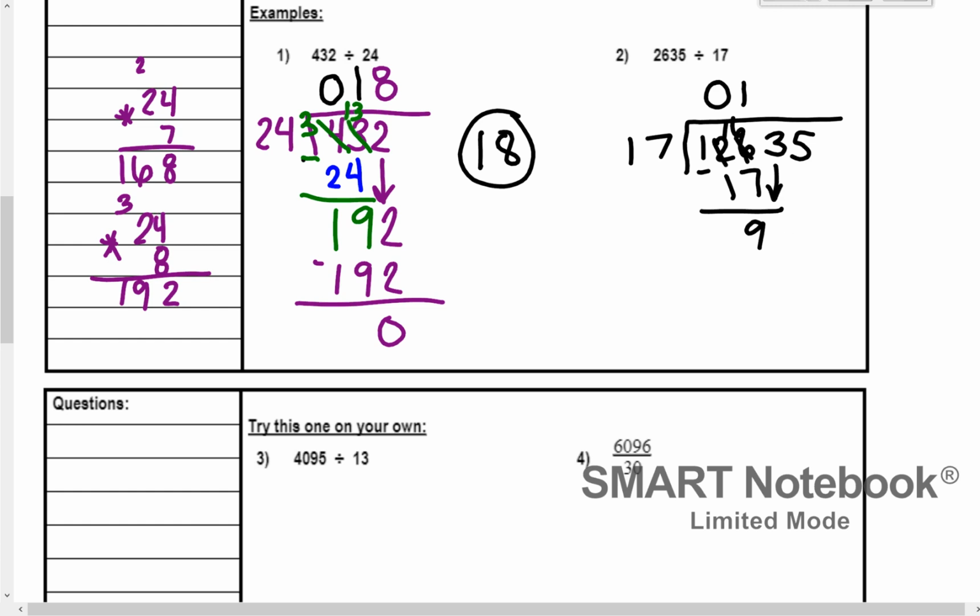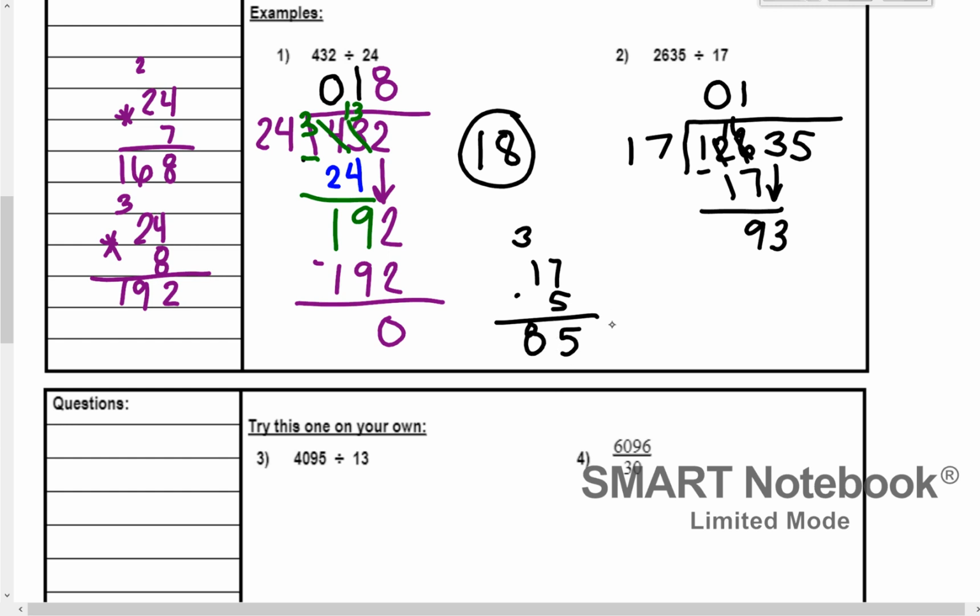I'm doing good. 93. Now again, I might not be sure right off the top of my head how many times 17 can go into 93, so I'm just going to guess and check. My number I'm going to guess and check is 5. I'm going to say maybe 5 times. So I take 7 times 5 is 35. 5 times 1 is 5. 6, 7, 8 gives me 85.